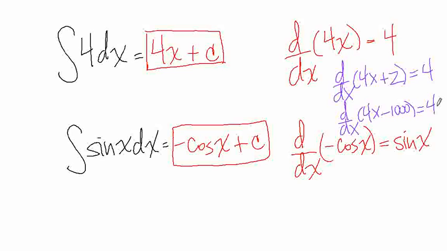We would also notice that all of those functions differ only by the addition or subtraction of a constant. All right, they all have a 4x plus or minus something. So it's for that reason that we put this plus c, what we call the constant of integration, in order to represent all those possible solutions.